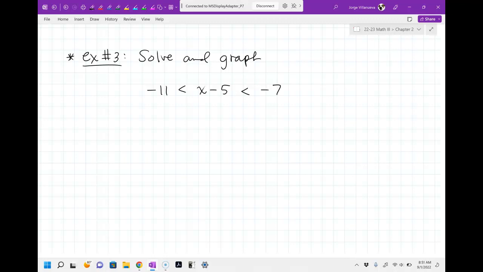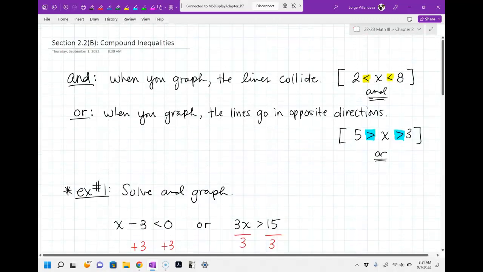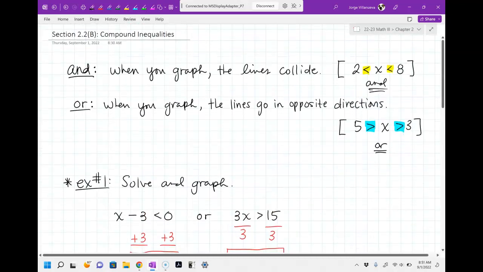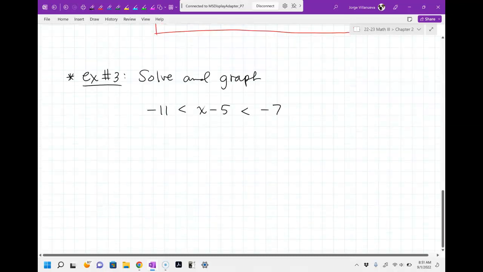All right, now to do this problem, first off, you have to figure out, is this an and or an or? Because they don't actually tell me. But since they're both pointing to the left, what is it supposed to be? An and, right? If they're both pointing left, it's an and. So we're going to assume that this is an and problem.